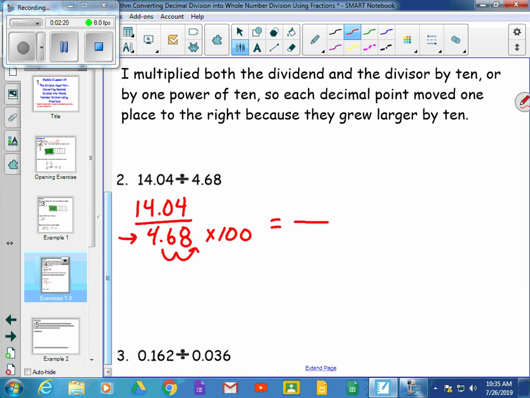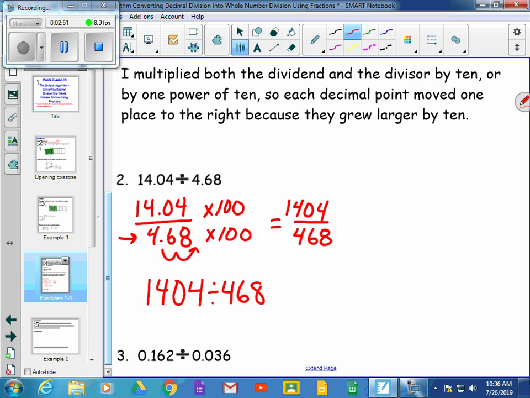That gives me a new denominator, or new divisor, of 468. Whatever I do to the bottom, I have to do the same thing to the top. That moves that decimal point two places to the right, and we get 1,404. That creates a whole new division problem of 1,404 divided by 468. Once we divide that problem, we'll get the same answer as the original division problem.